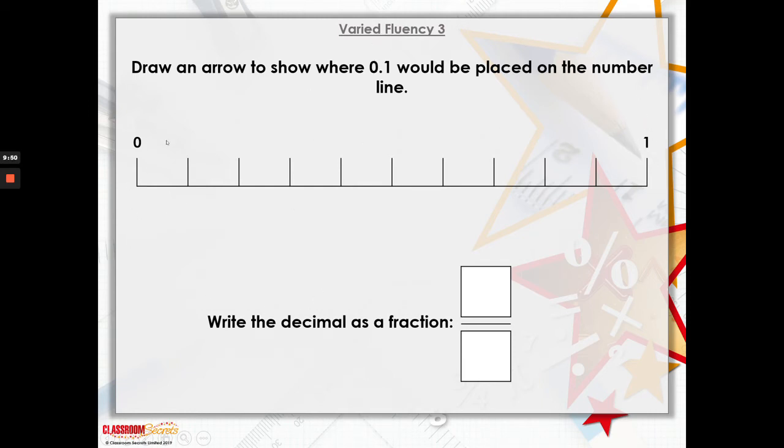So remember, let's figure out how many spaces, these spaces here, not the lines, how many spaces does my number line have?